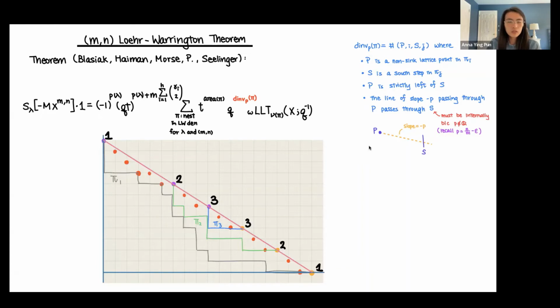Okay, so let's look at this nest, okay? And then we pick a point. Okay, so that's our P. So make sure it's non-sync. Non-sync means that it's not this yellow dot. Okay, and then this P is on pi 1 and on pi 2. Okay, so your i can be 1 or 2.